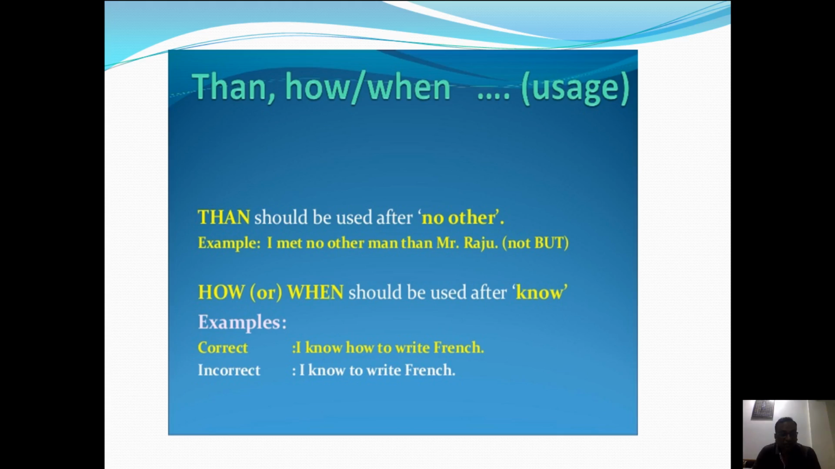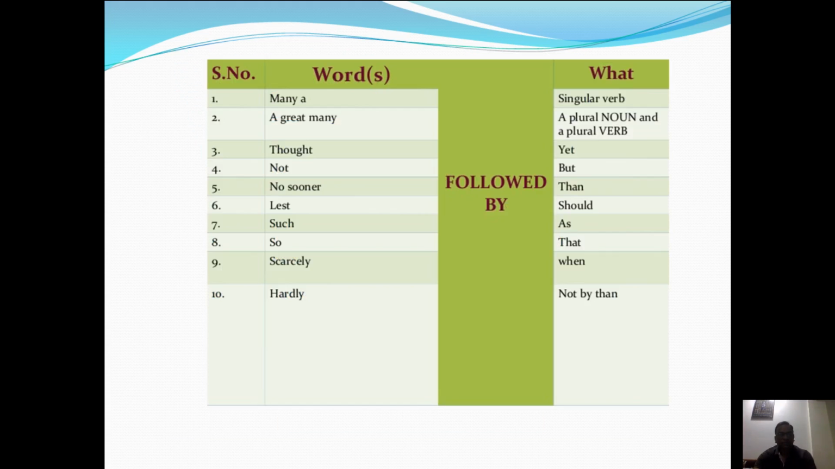Let's talk about how or when. They should be used after know. I know how to write French, not I know to write French. I know how to write French.